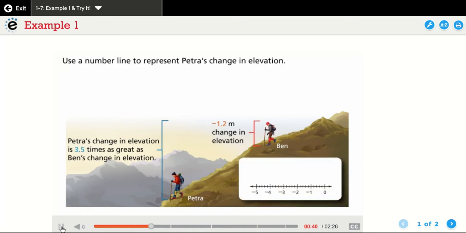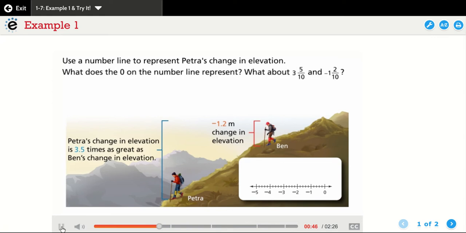You can use a number line to represent Petra's change in elevation. What does the 0 on the number line represent? What about 3 5/10 and -1 2/10?